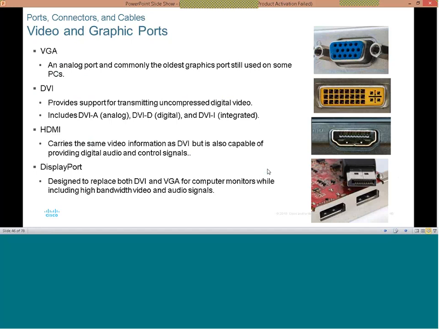So video and graphic ports, we have the VGA, we have the DVI, HDMI, DisplayPort. These are more or less features of the computer system that help you transmit videos in a clearer and higher quality format. Okay.